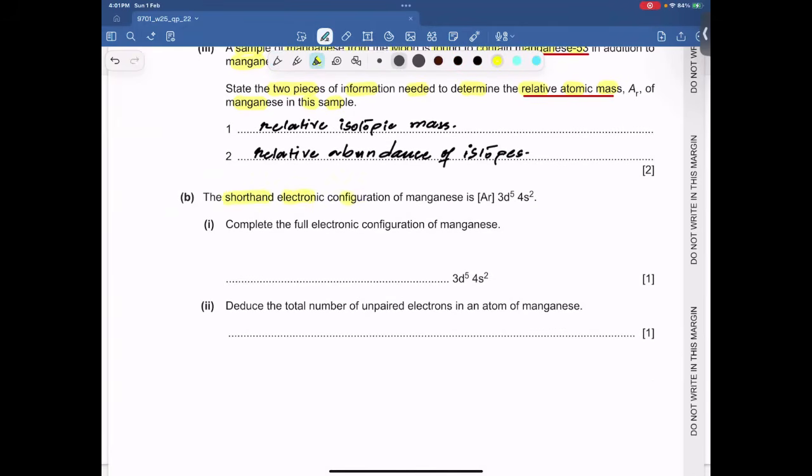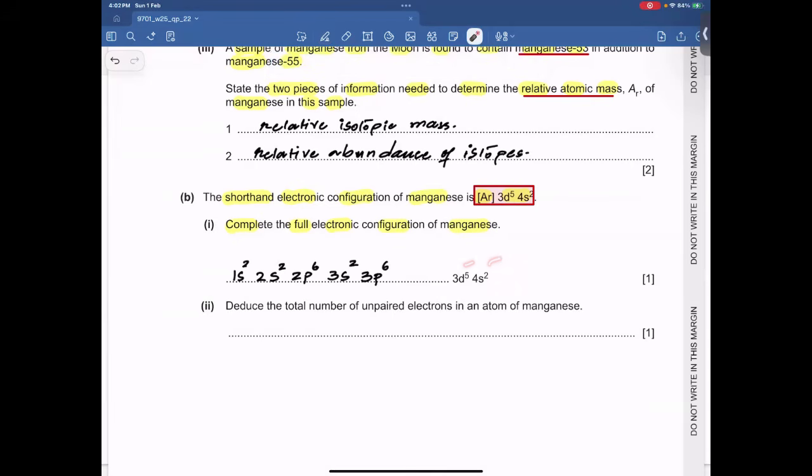The shorthand electronic configuration of manganese is this. That's what we have done in the class. All right. Complete the full electronic configuration of manganese in terms of s and p notation. So it's going to be 1s2, 2s2, 2p6, 3s2, and then 3p6, and then 3d5 and 4s2.